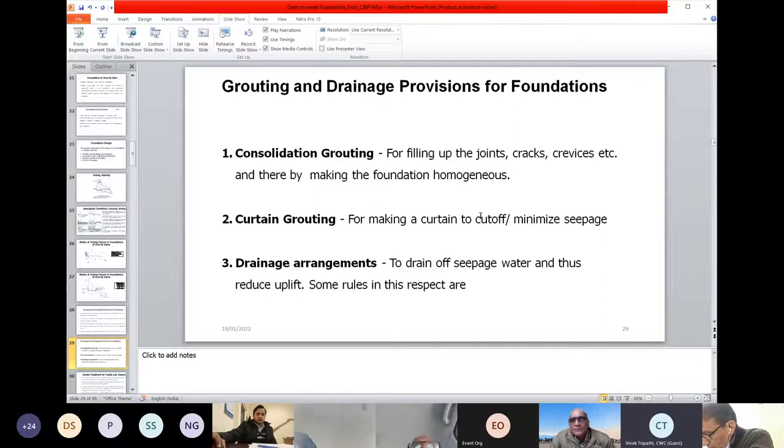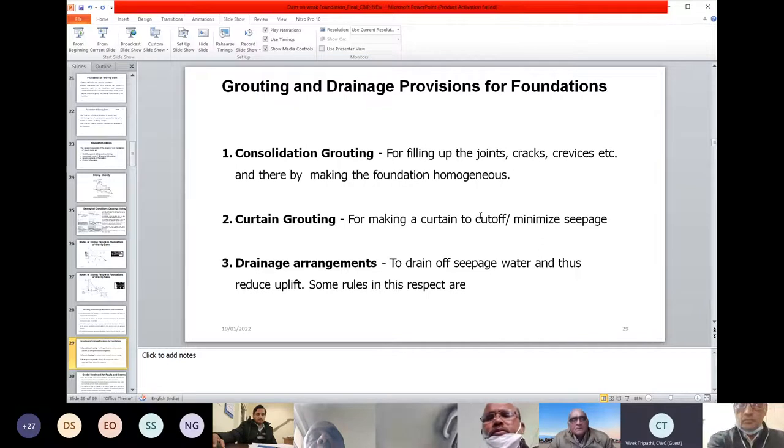This fills the joints, cracks, and crevices in the foundation, making the foundation homogeneous. Consolidation grouting is provided to fill the cracks or crevices in the foundation which are present naturally and also created during blasting operation, both. Then curtain grouting, we check the seepage through the foundation, and drainage arrangement, we provide the drainage to reduce the uplift.